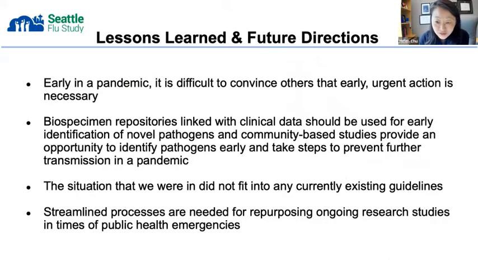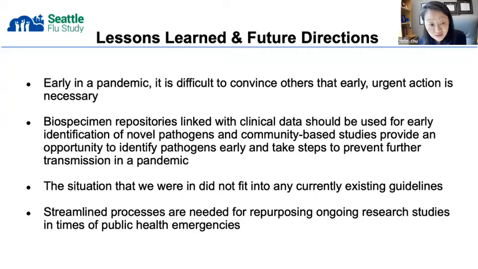So in conclusion, early in a pandemic, we found that it was difficult to convince others that early urgent action was necessary, that biospecimen repositories linked to the clinical data are really quite useful, and that community-based studies can provide an opportunity to find pathogens early. The situation that we were in did not fit into any existing guidelines at the time, and still doesn't fit into any existing guidelines now.